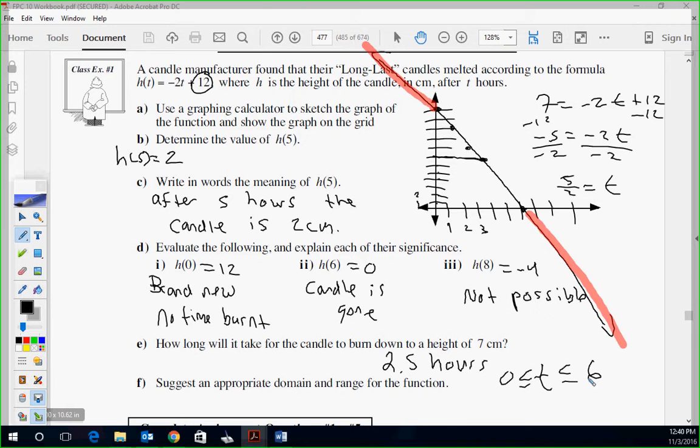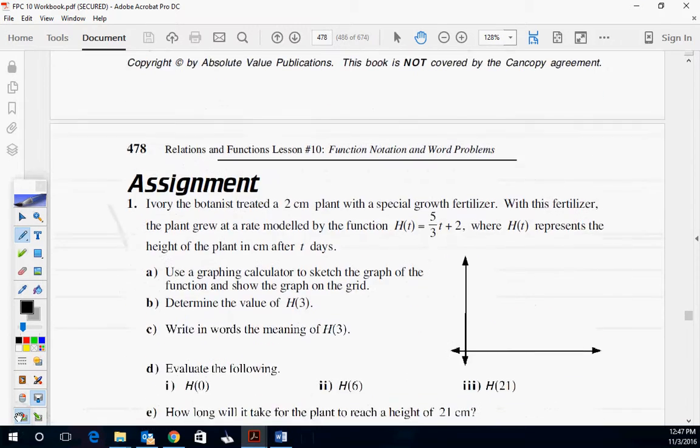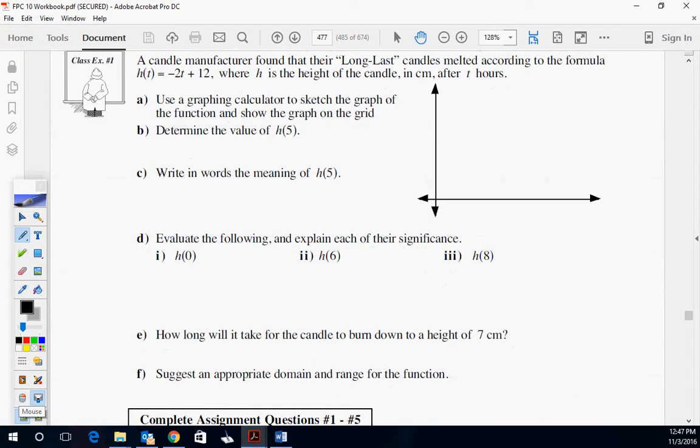What's your range? The height. The range is greater than or equal to 0, up to 12. The brand new candle is 12. That's not a 10, that's a 0. So when it's burnt all the way down, it's 0. When you first get it, it's 12. Any questions? That's it, short and sweet.